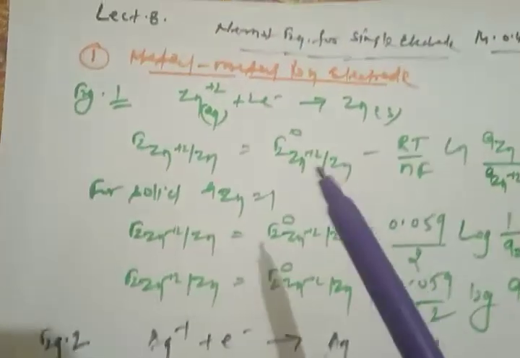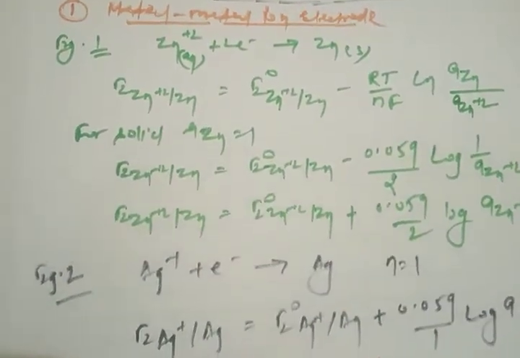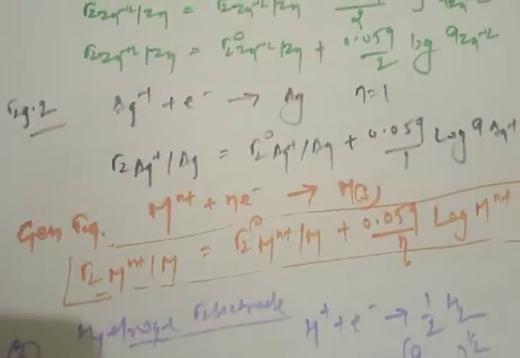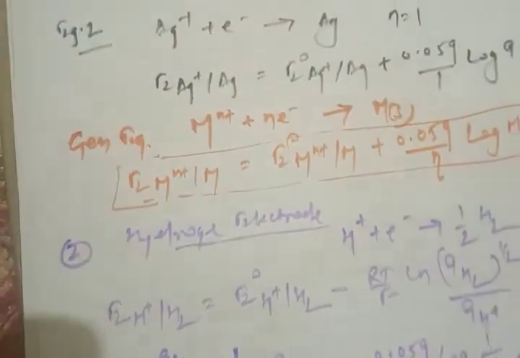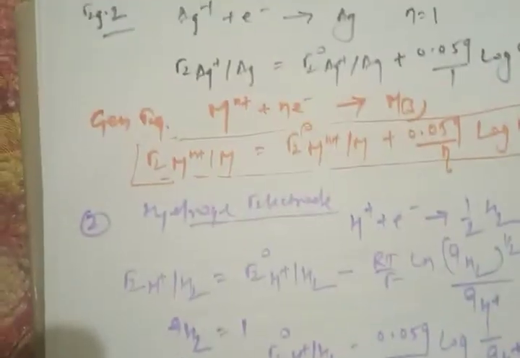One is the metal ion electrode. Here we took two cases, one of zinc and the other of silver. So this is the common equation for any metal ion, and in case of hydrogen electrode the equation looks like this. Okay, now moving ahead, the third electrode is the calomel electrode, an important one.